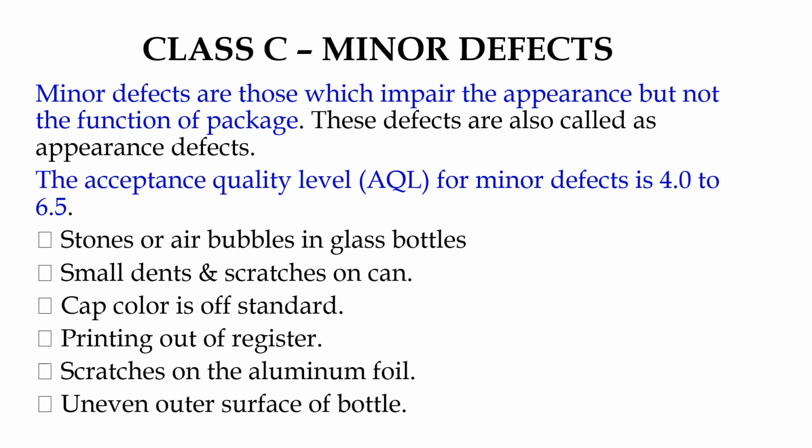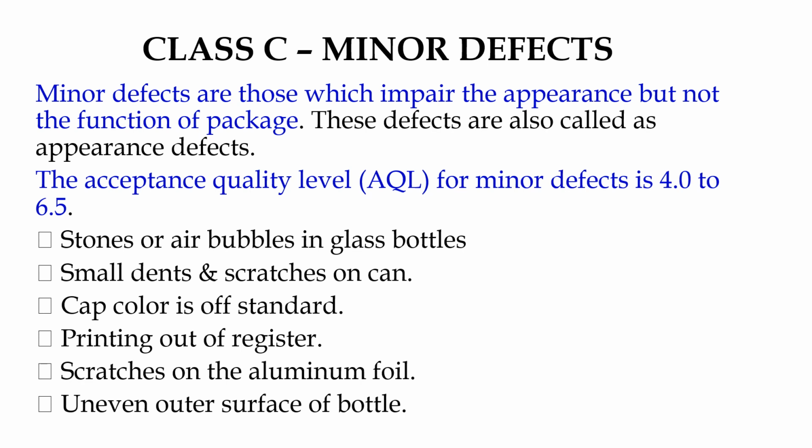The examples of minor defects are stones or air bubbles in glass bottles, small dents and scratches on can, cap color off standard, printing out of register, scratching on the aluminium foil, or even uneven outer surface of a bottle. So you can understand the seriousness of the defects.